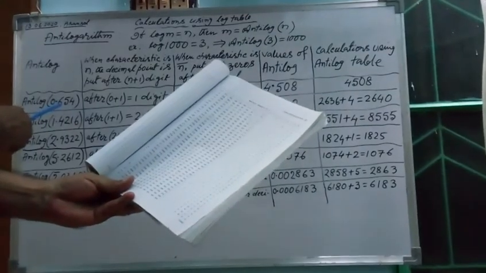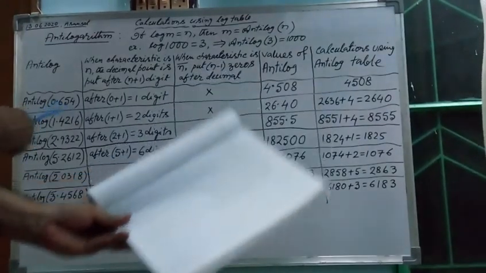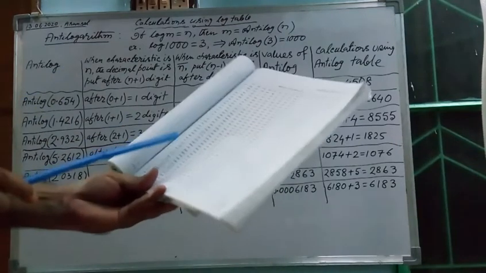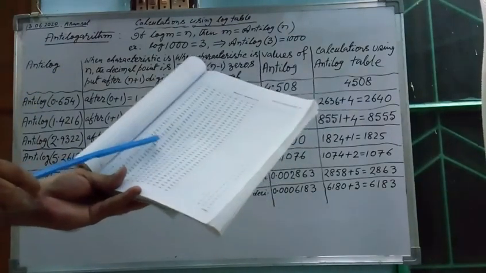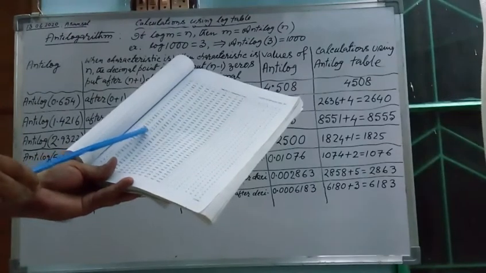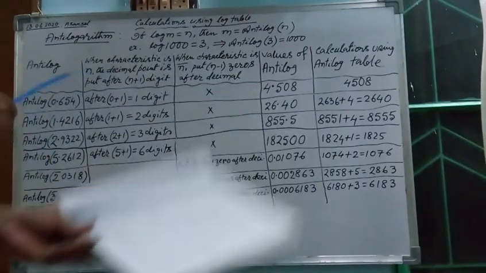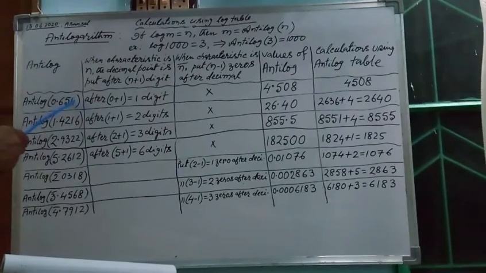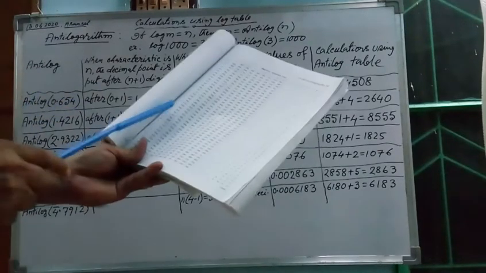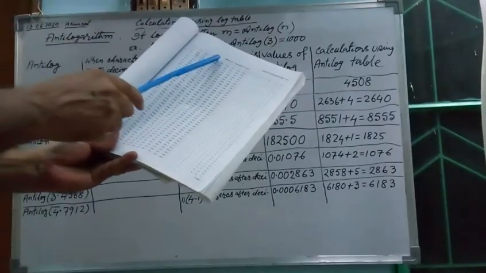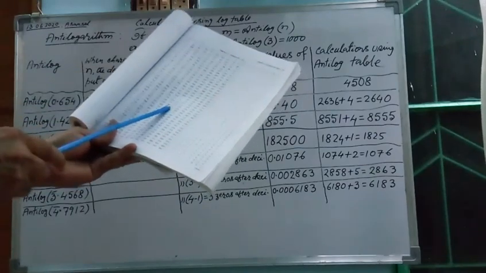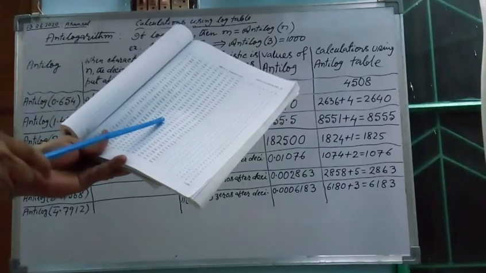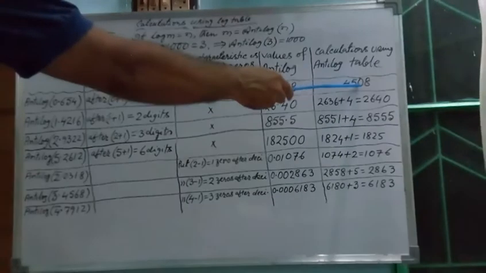We have to look into the value starting with 0.65. So 0.65 is here. Move along the same row and come under the column headed by 4. Proceed in the same row and come under the column 4. The value is 4508. So I have written 4508.